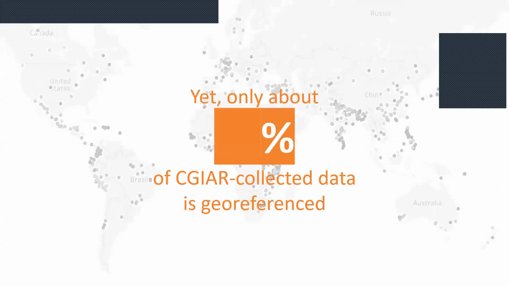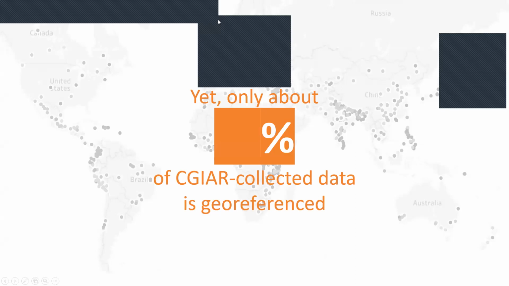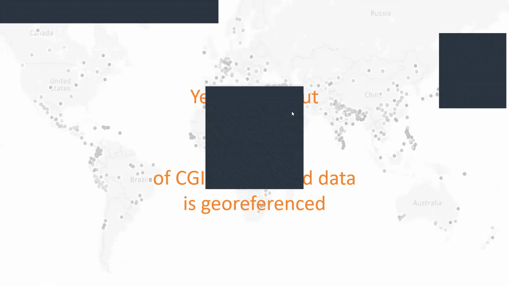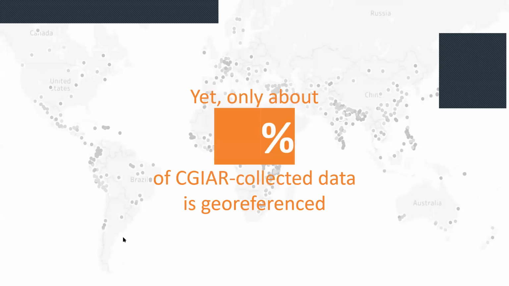So maybe some of you can guess how much of our activities in the field are actually georeferenced. I don't know if somebody wants to take a guess. I see here 10%, 20%, 60%. We estimate about 20%, which is not a lot given the amount, and has led to quite some frustration.